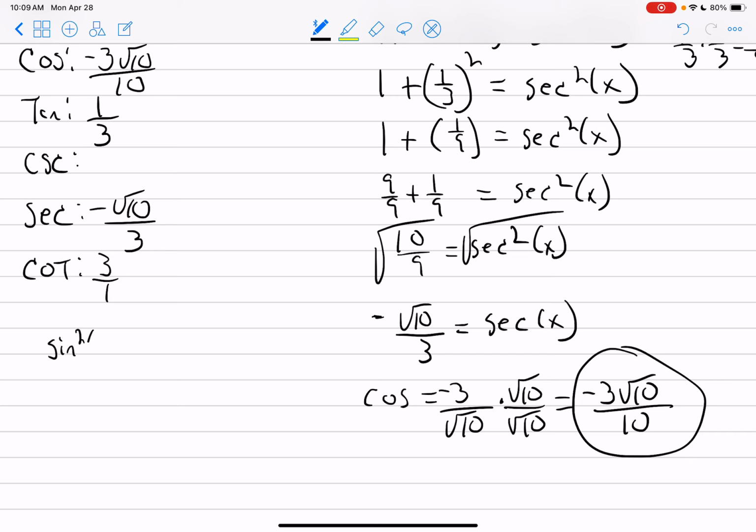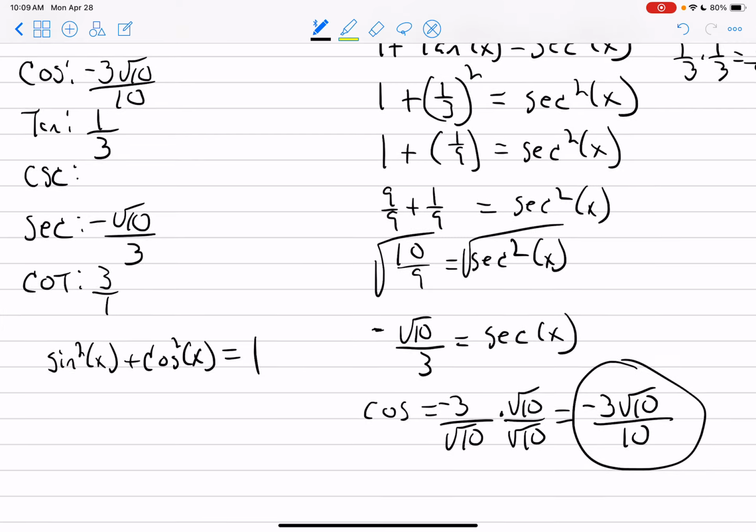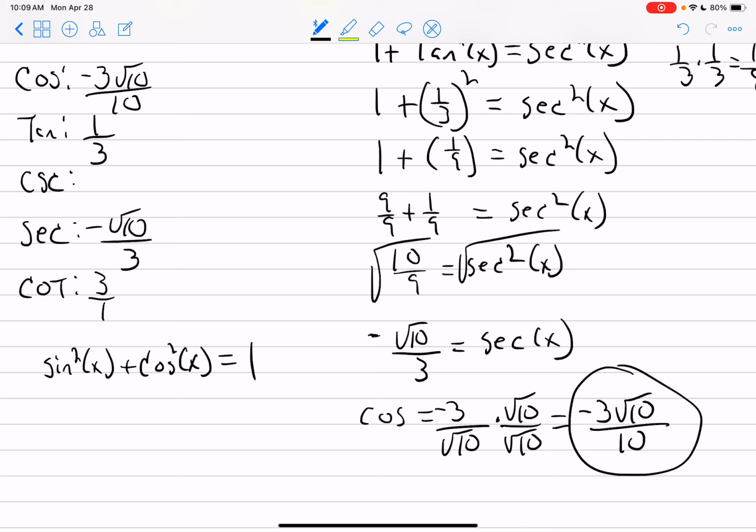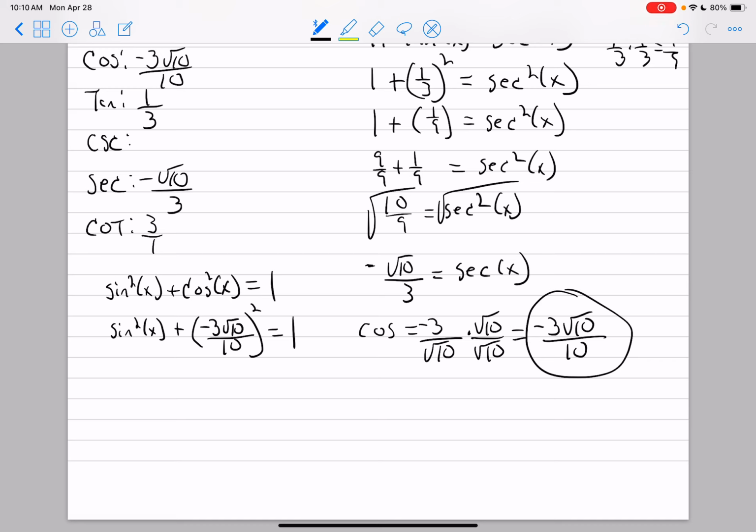Sine squared plus cosine squared equals 1. Which one do I know? I know cosine. So sine squared x plus negative 3 root 10 over 10 squared equals 1. I know cosine, so I can figure out cosine squared. Let's keep this party going. Negative 3 root 10 over 10 times itself.